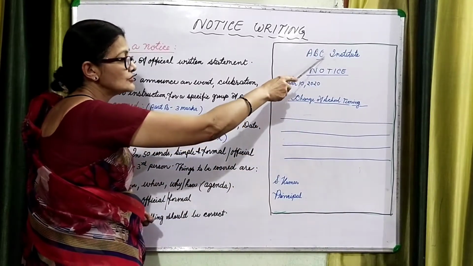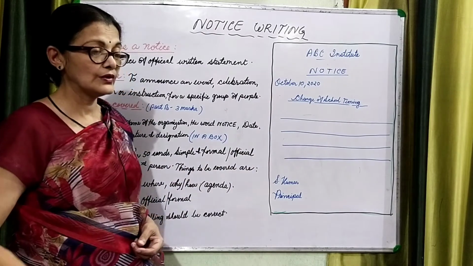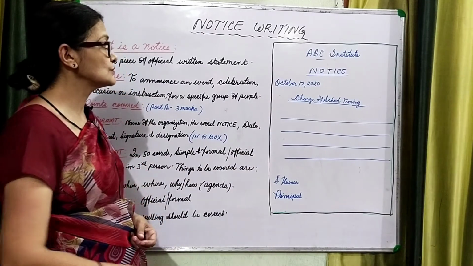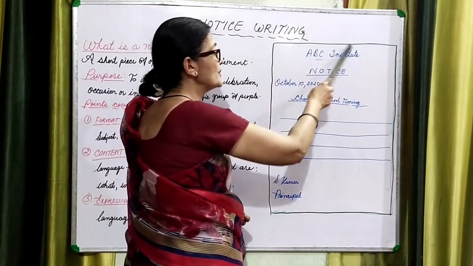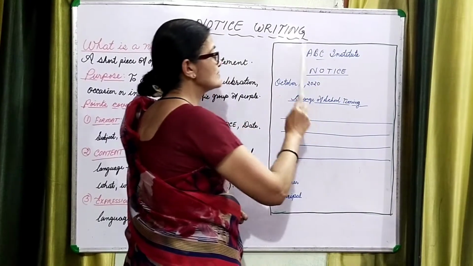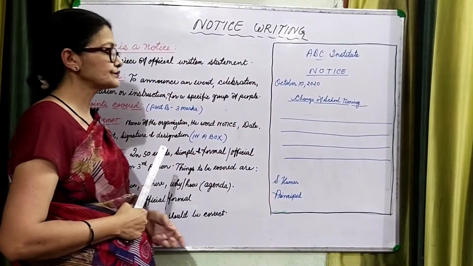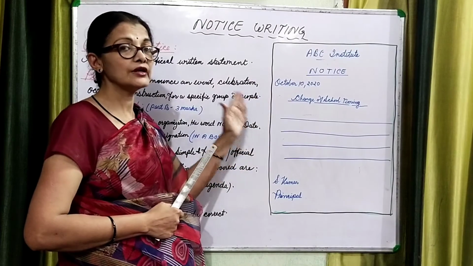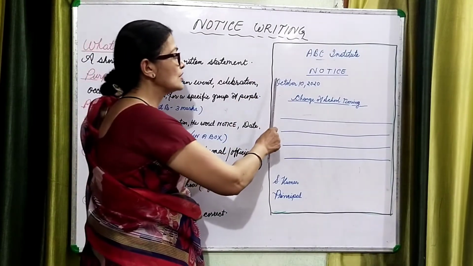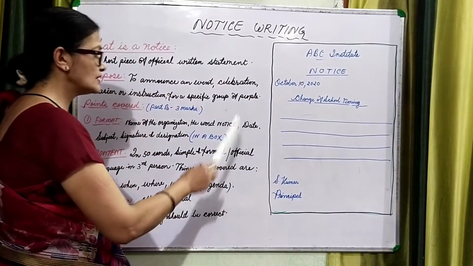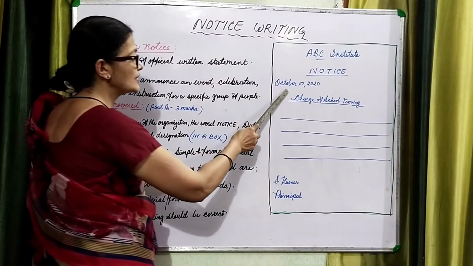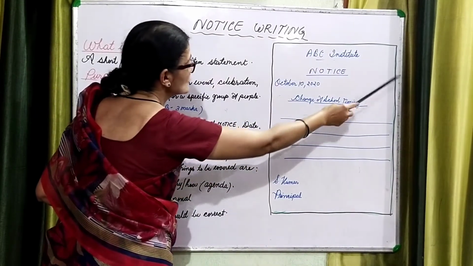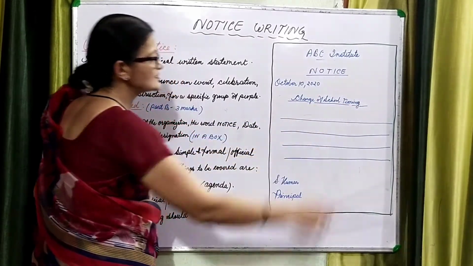Just take care of the alignment also. The name of the organization should be in the center, the word notice should be in the center, and now here it should cover your left margin. The date, you cannot write in your right space, or in the center.